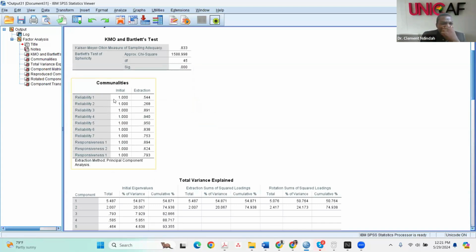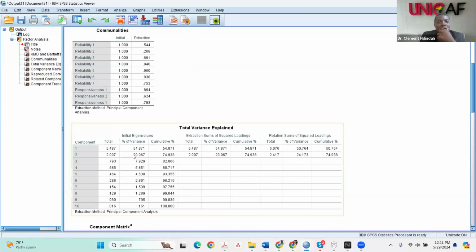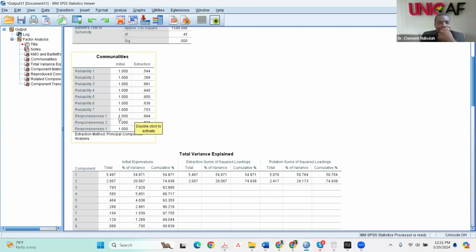So let's say we use like 7 questions to measure reliability and 3 questions to measure responsiveness, or there is an issue. I was supposed to rename this one. It should be responsiveness 3. So let's say we want to evaluate this construct, and we should see the correlation.